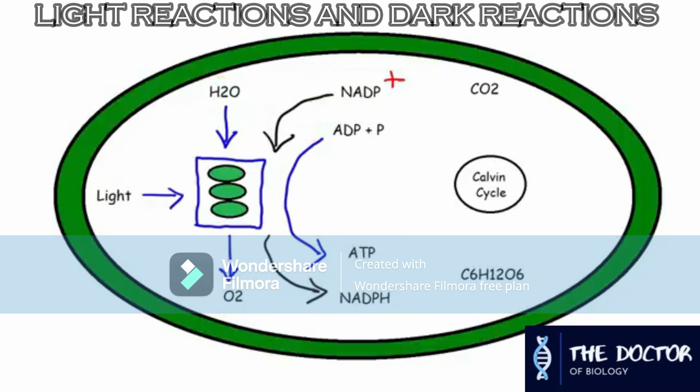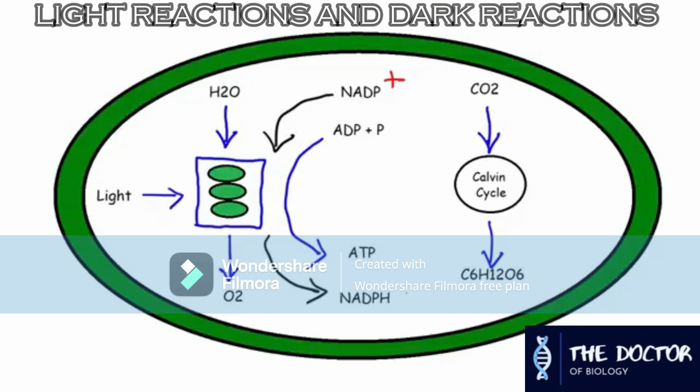Now let's move on to the light-independent reactions, or the Calvin cycle. The Calvin cycle takes in carbon dioxide and reduces it into sugars such as glucose. Now, because that's a reductive process, oxidation has to happen somewhere.